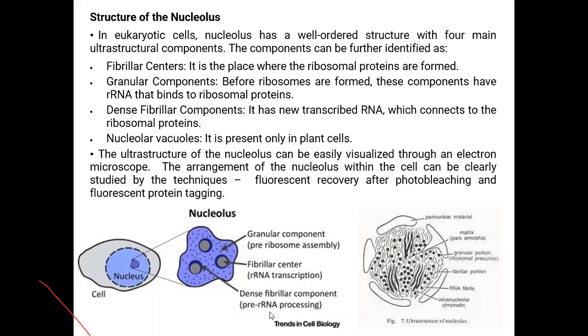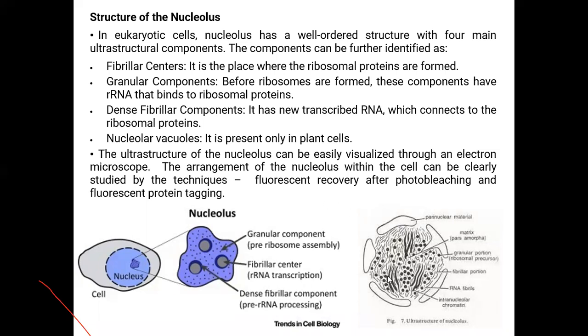These are the pre-RNA processing. Dense fibrillar components have newly transcribed RNA. After transcription, the newly transcribed RNA will be there, and it connects to the ribosomal proteins. And then nuclear vacuoles are there. They are present only in plant cells.